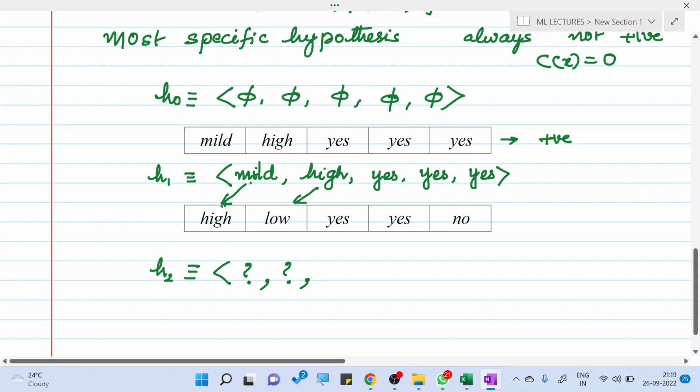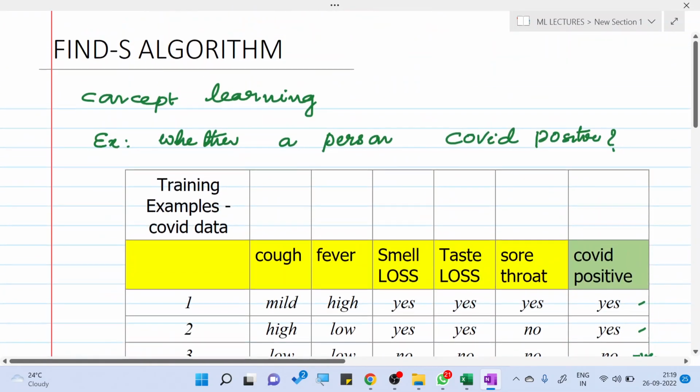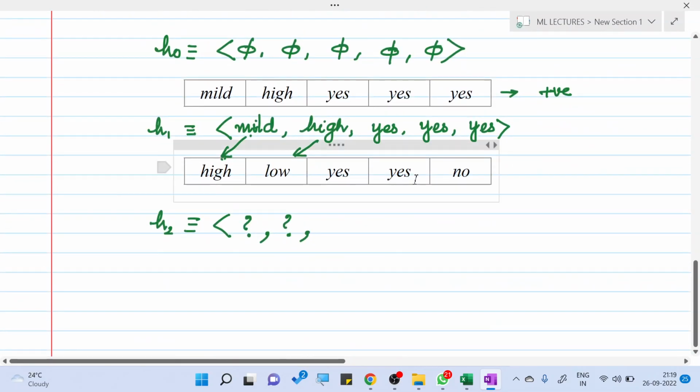Now, the third one, what is that? Smell, I think. Smell loss, yes. Here it is yes, here it is yes. So, I don't have any problem. I will just copy the same value. Taste loss, yes, yes. My hypothesis says yes, and the example also confirms that.